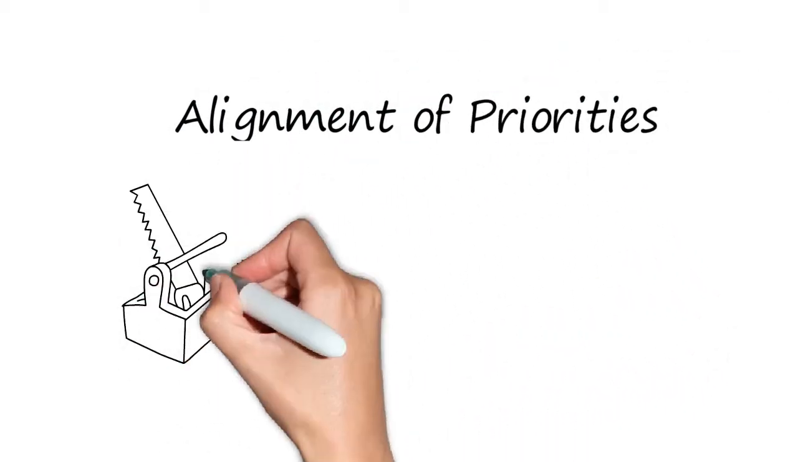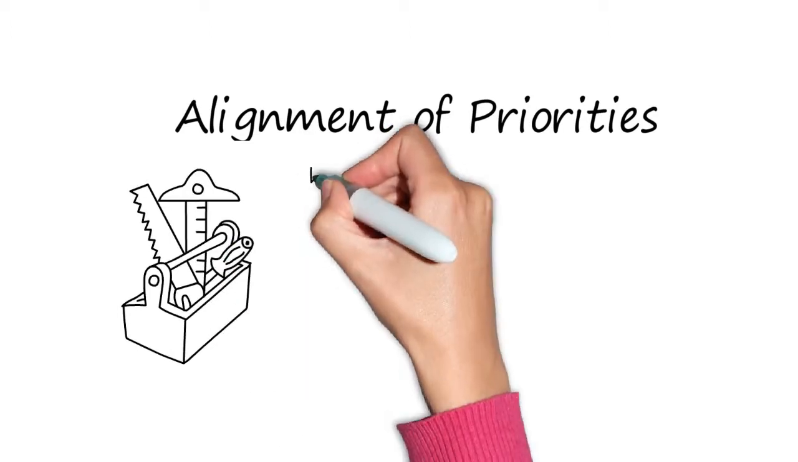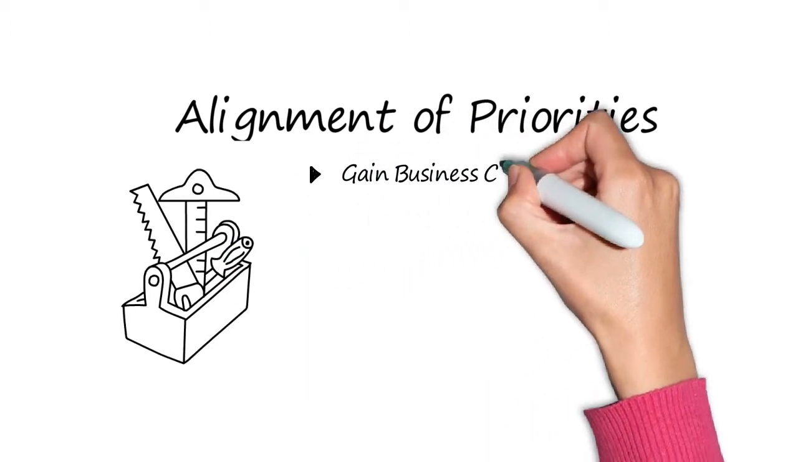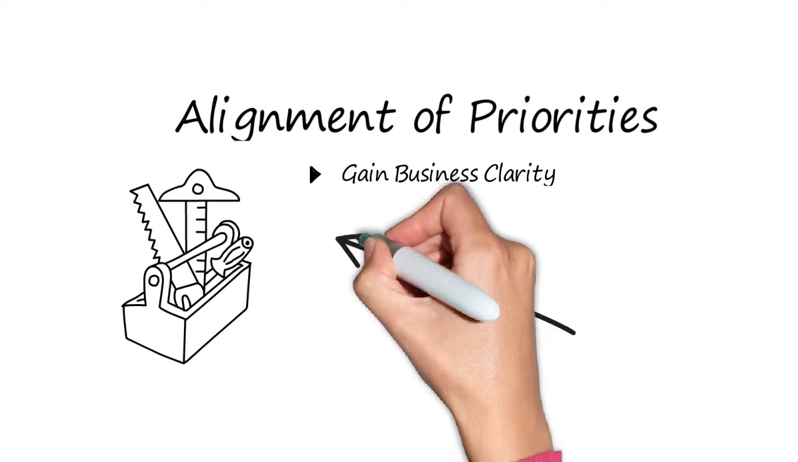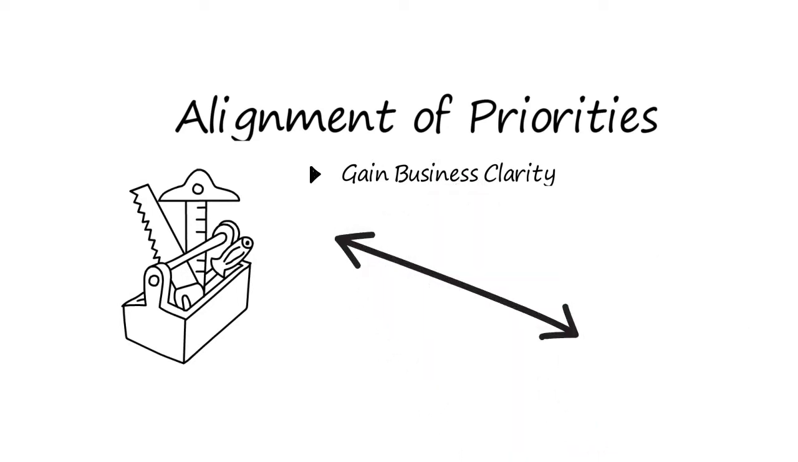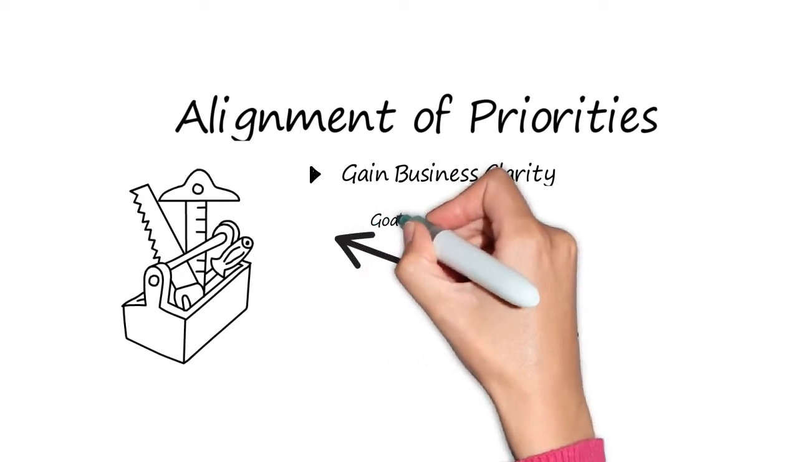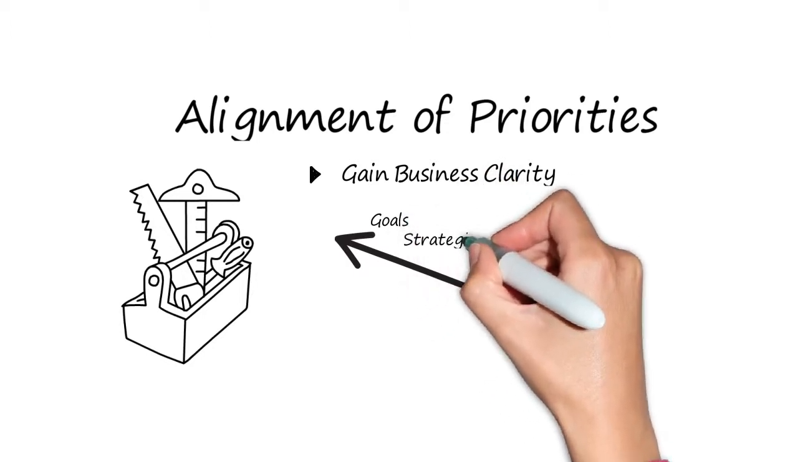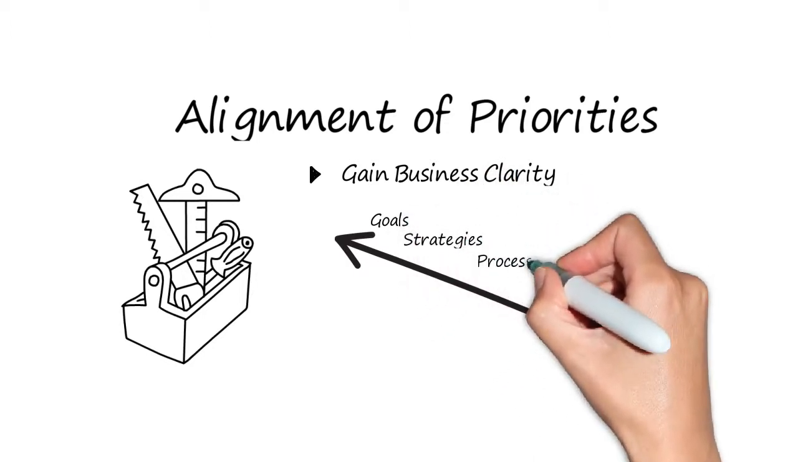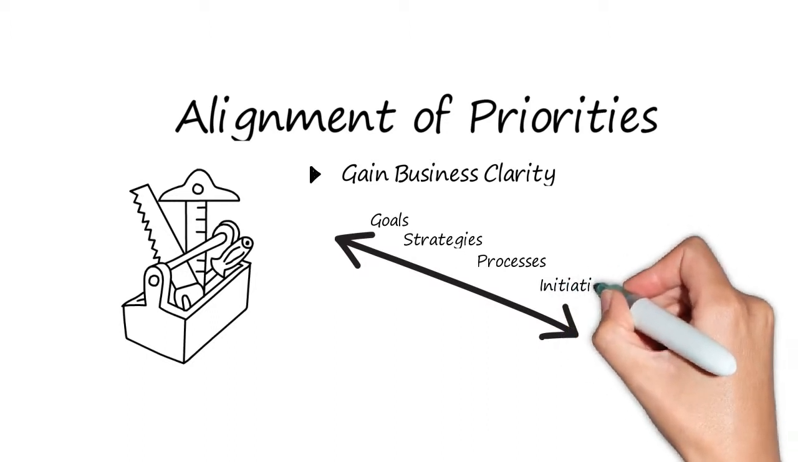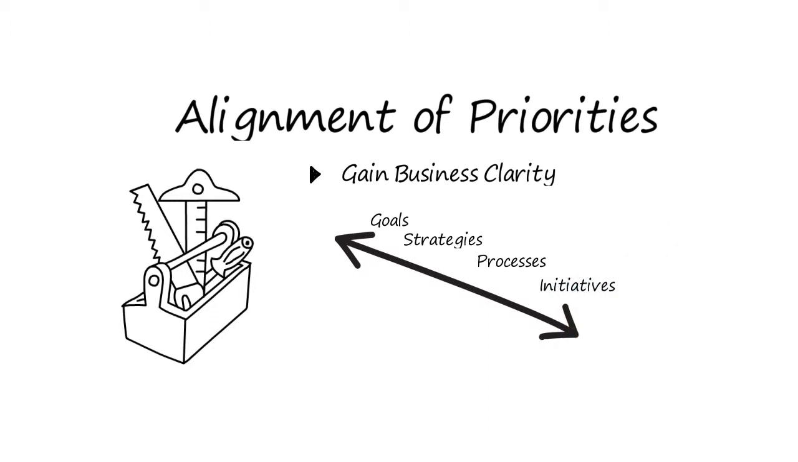We would like to introduce you to the alignment of priorities, a tool used to gain business clarity. As a visual, the alignment of priorities, or AOP, is based on a diagonal two-sided arrow. Navigation from the upper left to the lower right represents aligning organizational and operational priorities with specific initiatives and solutions under consideration.